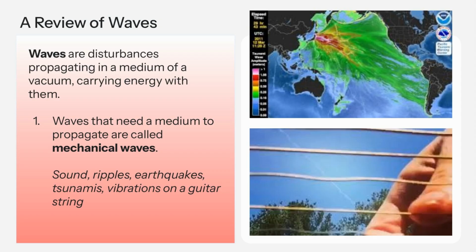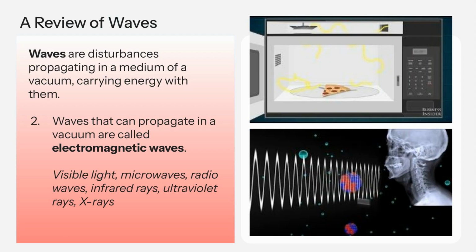Imagine a wave traveling through a stadium crowd where people must be present to pass the wave along. Now let us look at the second type of waves, which are called electromagnetic waves. Unlike mechanical waves, these disturbances can travel through a vacuum, which is empty space without any matter. Examples of electromagnetic waves include visible light, microwaves, radio waves, infrared rays, ultraviolet rays, and X-rays.